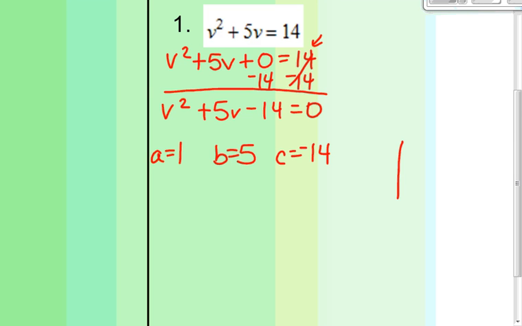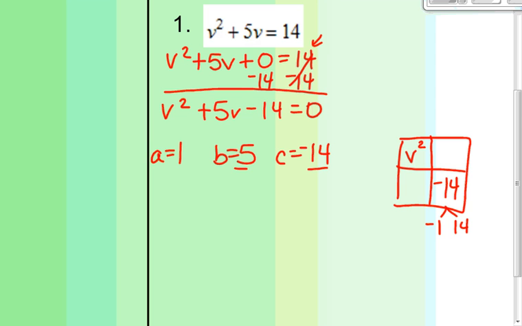So I can go ahead and draw my box. I'm going to put my first term, b squared, in the top left, and my c, negative 14, in the bottom right. So what are my factors of negative 14, factors of c, that add up to b? Factors of negative 14: we have negative 1 and 14, positive 1 and negative 14, 2 and negative 7, negative 2 and positive 7.